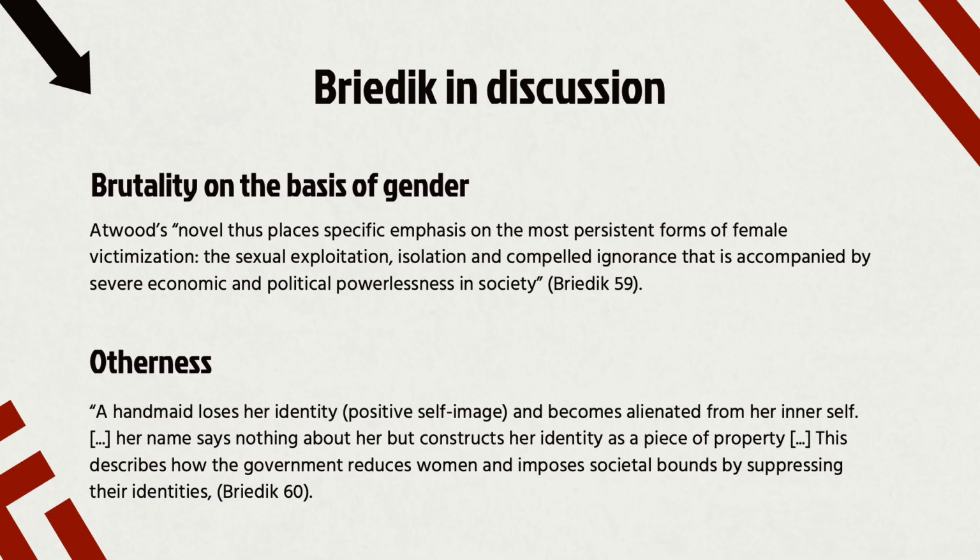Specifically within the text, Bredick notes how the novel places emphasis on the most persistent forms of female victimization. These include sexual exploitation, isolation, and compelled ignorance, accompanied by severe economic and political powerlessness in society. So he makes this distinction to show how Atwood observes the seemingly normalized and routine forms of violence existing on a structural level in Gilead.